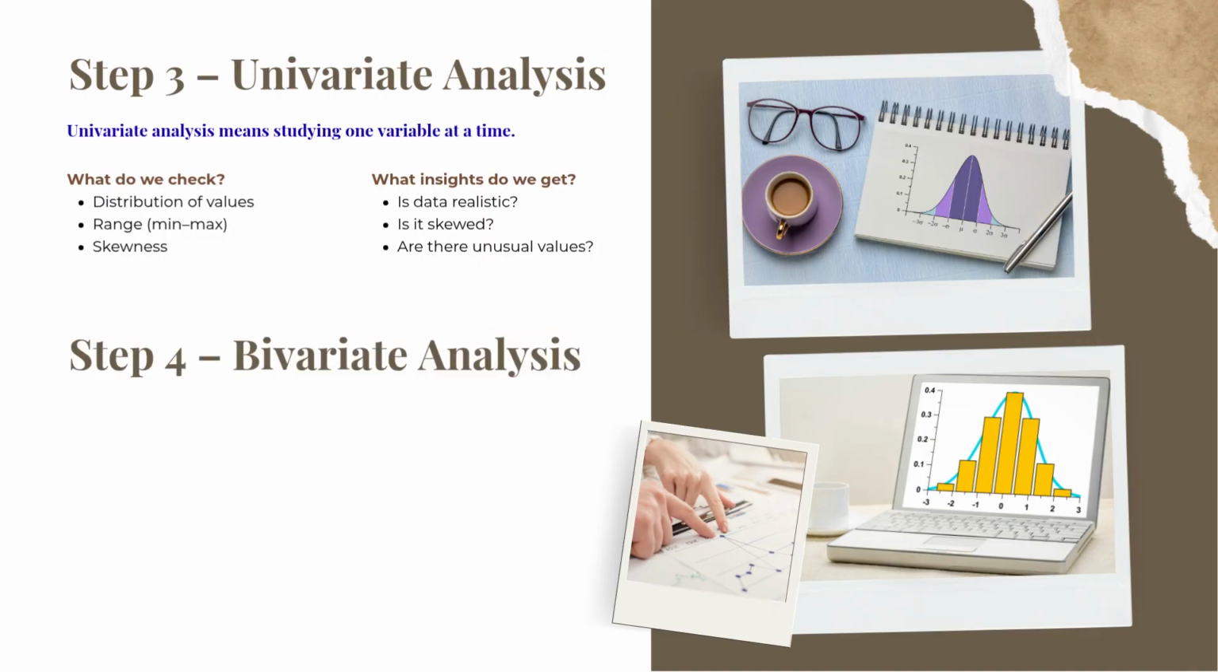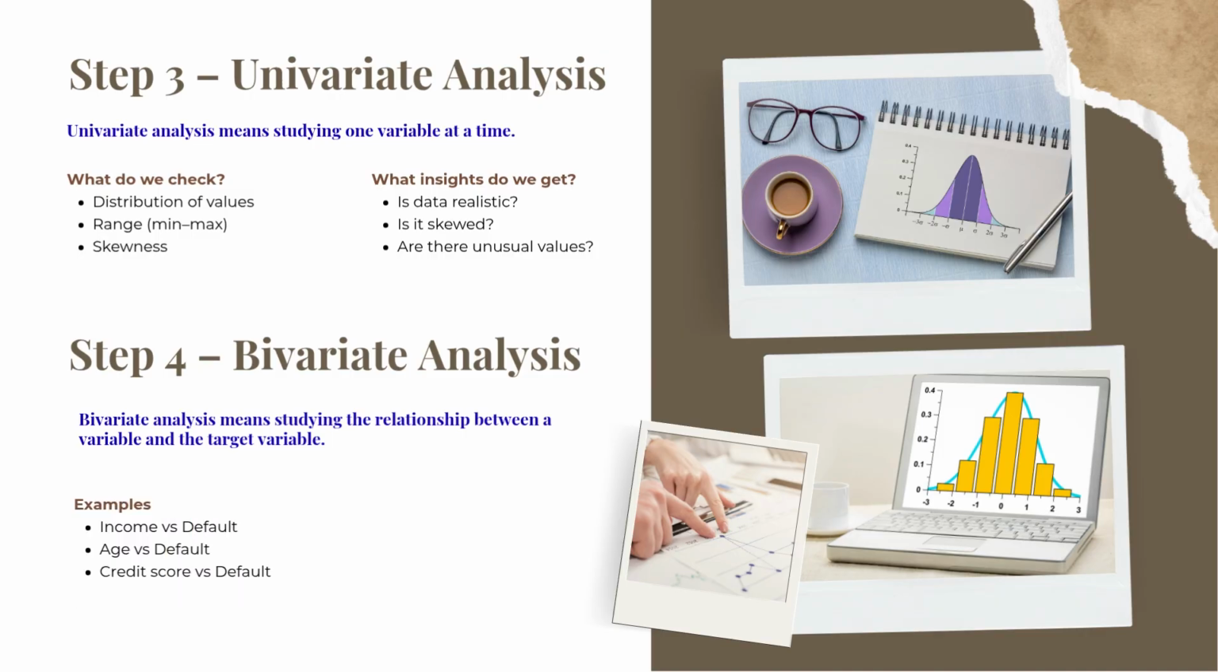Bivariate analysis. After understanding the individual variables, the next question is to see how they relate to default. Bivariate analysis means studying the relationship between a variable and a target variable. The key question is, does this variable help in predicting the risk? For example, we check income versus default, age versus default, and credit score versus default. The insight we can draw from these relationships is that low income can lead to higher default, and a low credit score leads to higher risk.